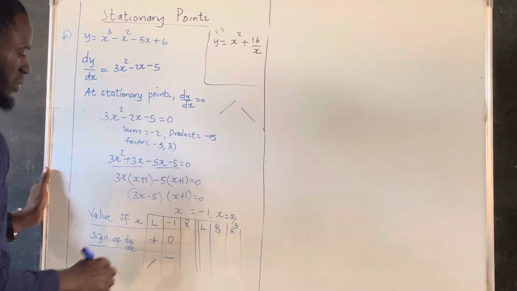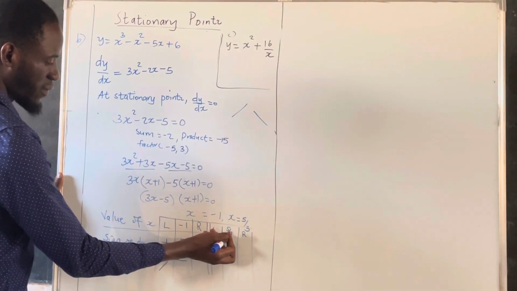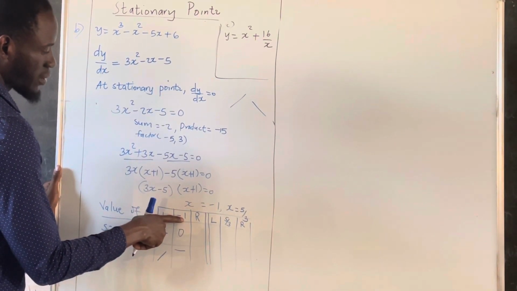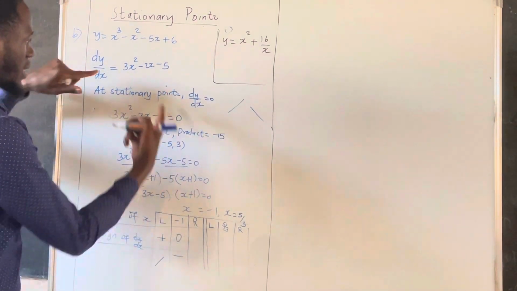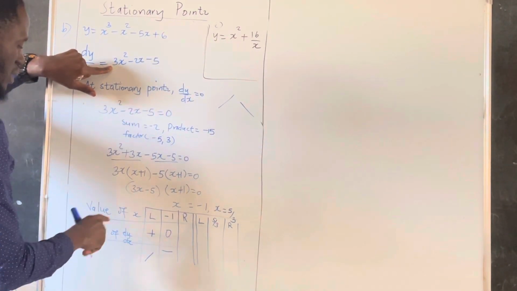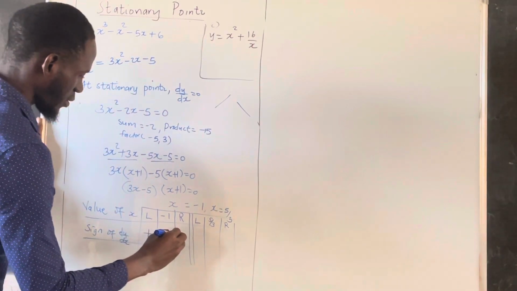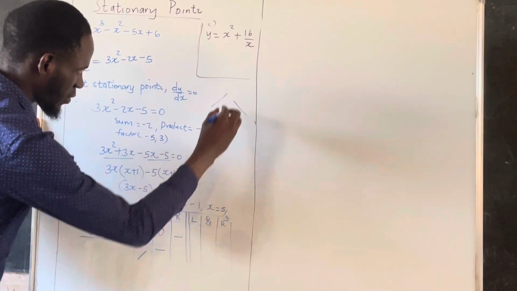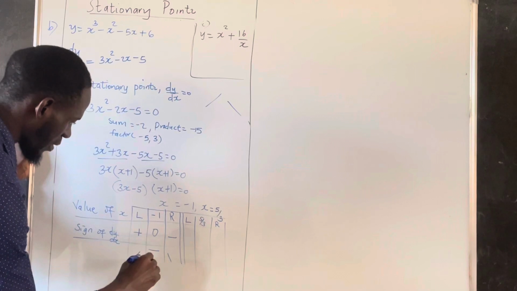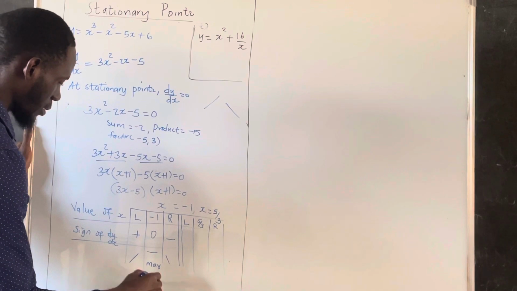Then we choose a value that is on the right of negative 1, but it shouldn't exceed the next value, 5 over 3, 1.66. We can choose a 0 and substitute. We are substituting in the function of dy/dx, because the sign we are getting is of dy/dx. When you put in a 0, you have a negative, which points down like this. When you look at it, it is in the form of a maximum. So this is the maximum turning point.